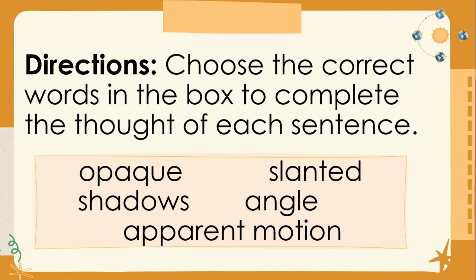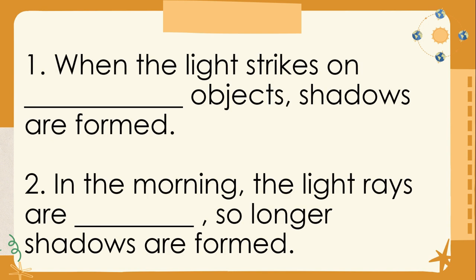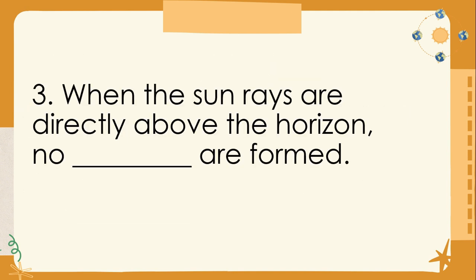Choose the correct words in the box to complete the thought of each sentence. We have these choices: opaque, shadows, slanted, angle, and apparent motion. Number 1, when the light strikes on blank objects, shadows are formed. 2, in the morning, the light rays are blank, so longer shadows are formed. 3, when the sun rays are directly above the horizon, no blank are formed.